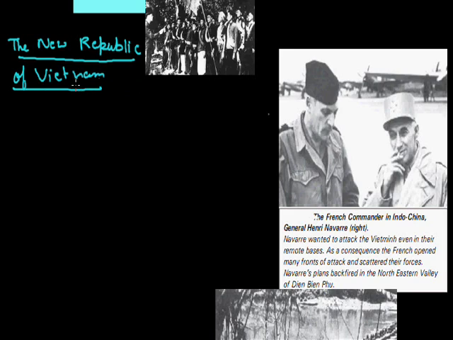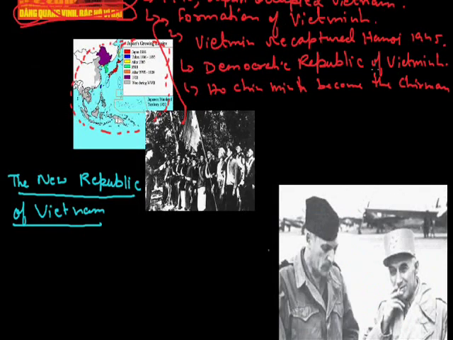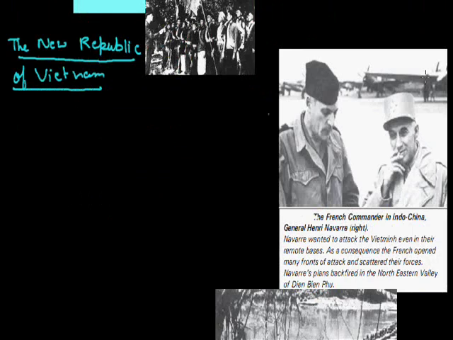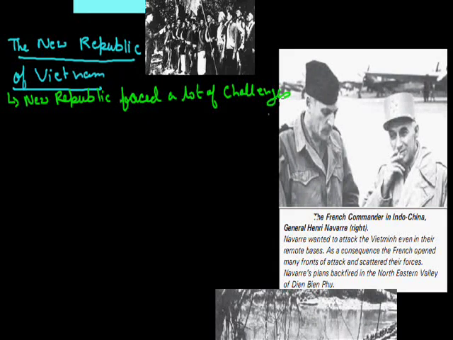The new Republic of Vietnam. Vietnam emerged as a new republic after the Second World War, when Japan was defeated by America. So this is how Vietnamese got the power of Vietnam into their own hands, as we discuss here also, that the Democratic Republic of Vietnam was formed and Ho Chi Minh became the head of that. Now this new republic faced a lot of challenges to restore its hold over Indochina.